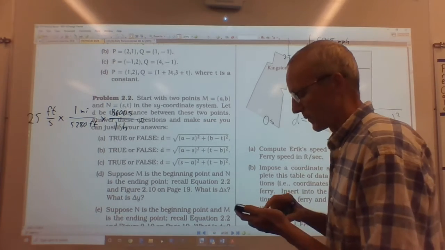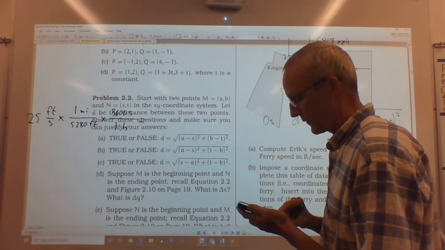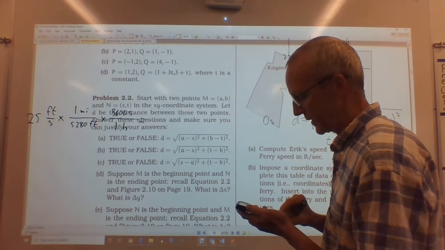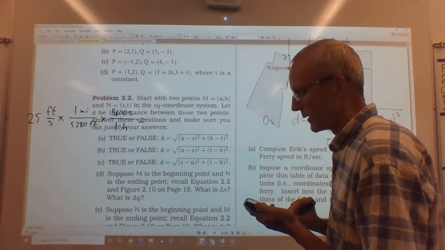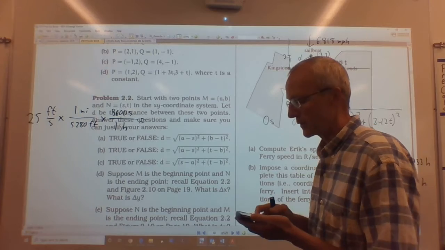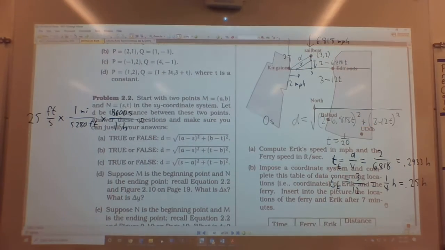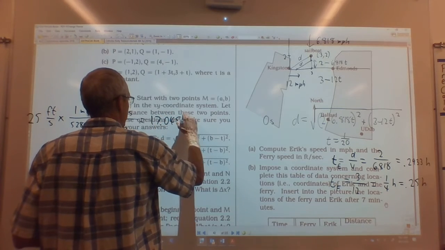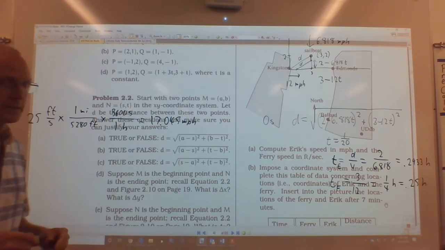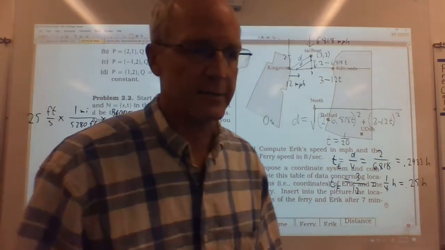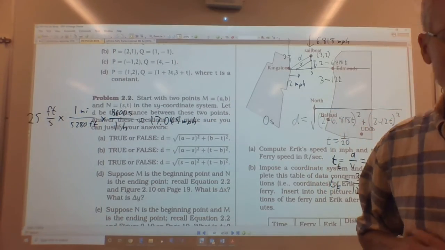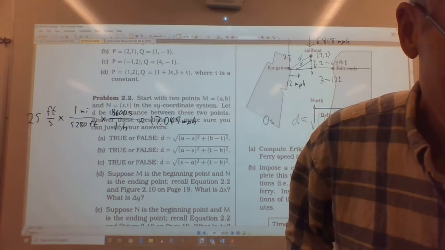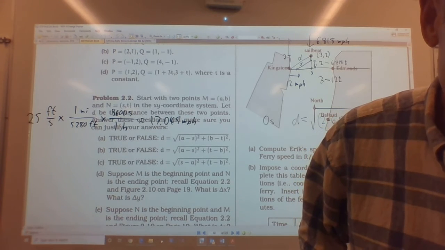So let's see. 25 times 3,600 divided by 5,280. And I get 17.045. I better keep lots of decimal places. So 17.045 miles per hour. Okay, so this thing is going to catch. It's going fast, right? So will the Coast Guard boat catch it before it reaches Edmonds?